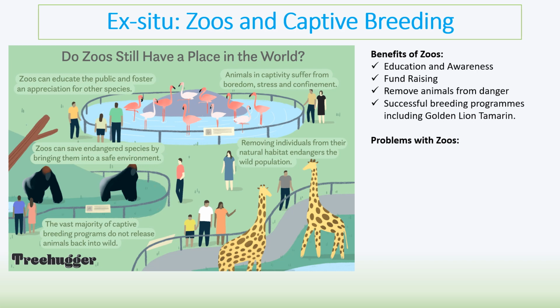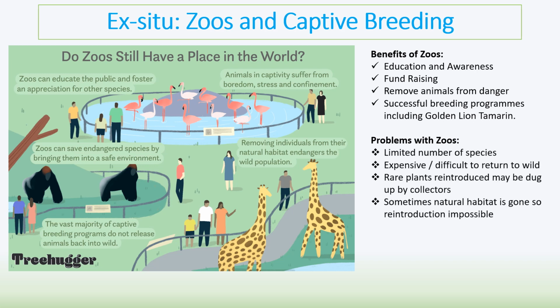You can remove animals or plants from danger if the ecosystem they naturally live in is in extreme danger, and in some cases, zoos are unfortunately the only place that these animals still exist. And they have had successful breeding programs. The golden lion tamarin, for example, has been very successfully bred and returned into the wild as well.